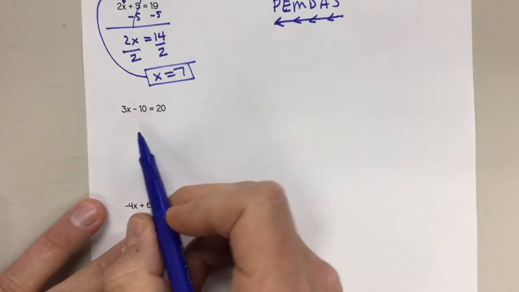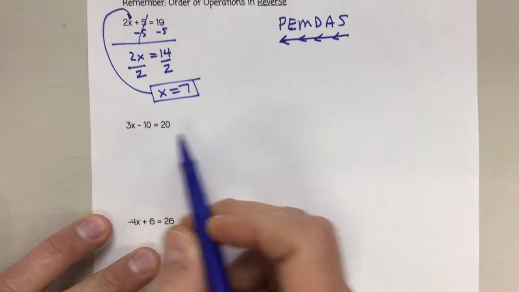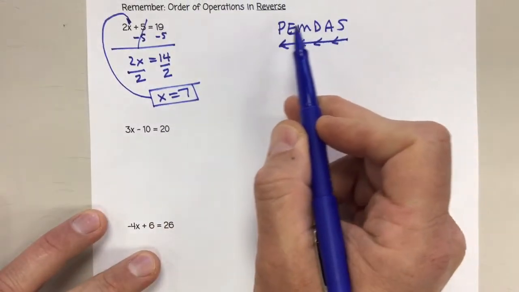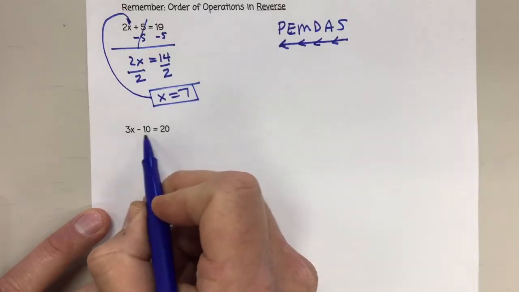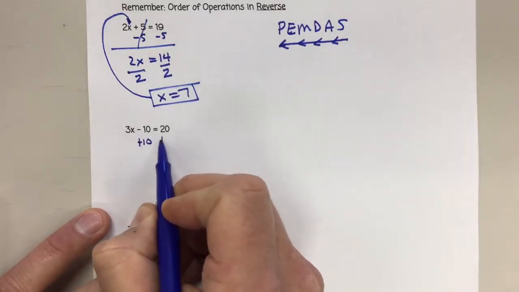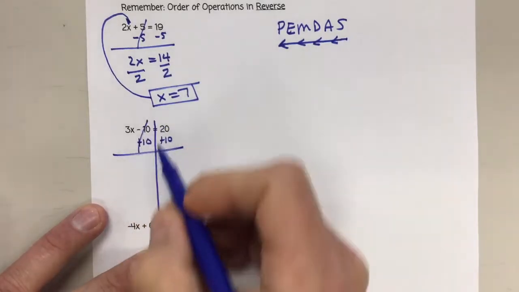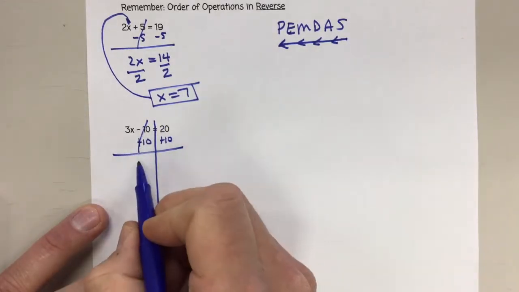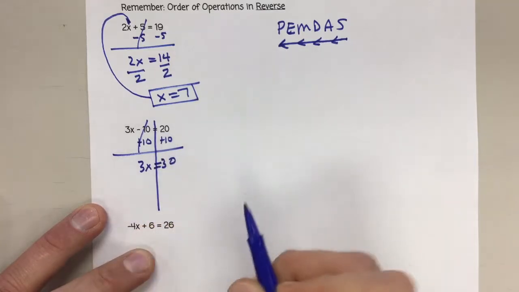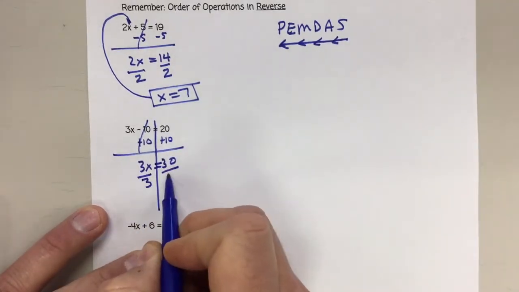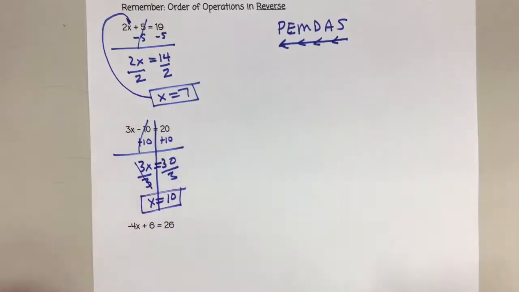For example 2, we have 3 times x minus 10 equals 20. Again, doing the order of operations in reverse, I'm going to get rid of addition and subtraction first. So I have to get rid of minus 10 by adding 10 to both sides. And you can draw the line again if you want. Those two cancel. I still have 3x on this side. 20 plus 10 is 30. And then of course I would divide both sides by 3, leaving me with x is 10.